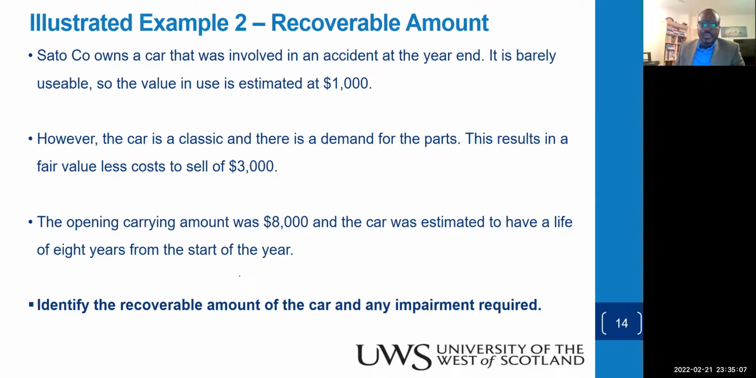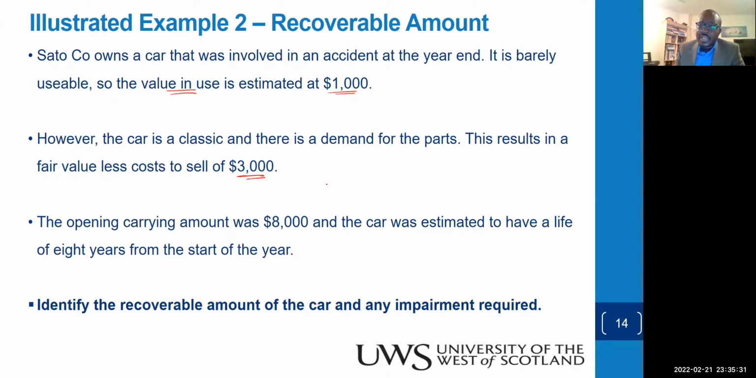Let's take another example on the recoverable amount. Sato owns a car that was involved in an accident. It is barely usable, so the value in use is given as 1,000. One is given to us. However, the car is a classic one and there's demand for the parts. This results in a fair value less cost to sell.